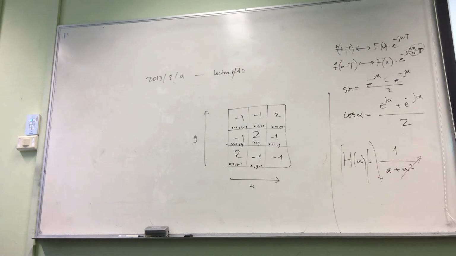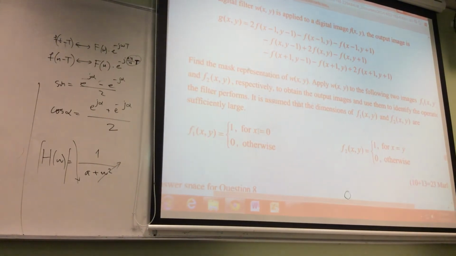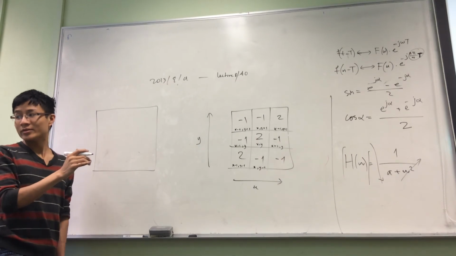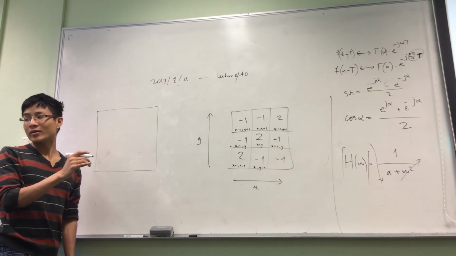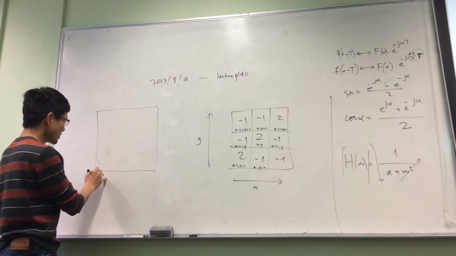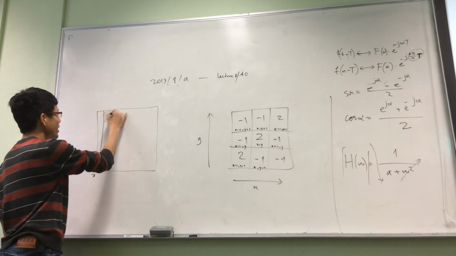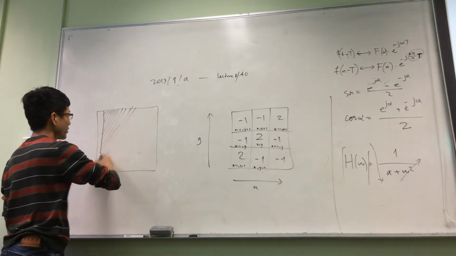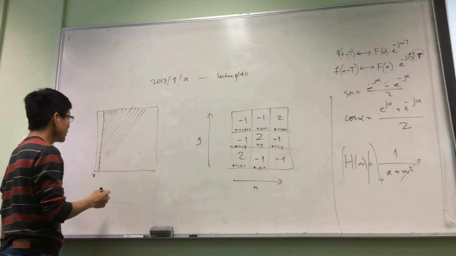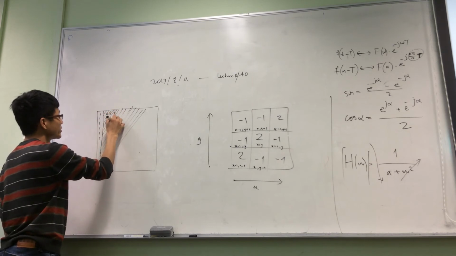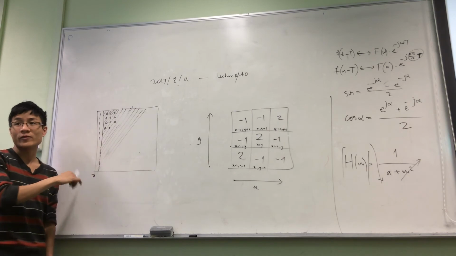But you need to see what is the effect on these 2 images. So you got 2 images over here. Image 1 is 1 for x equal to 0, 0 for other y. So that's how you got the image here. When f x y equals 1 and x equals 0, this one is your x. So this one you got white, and this one you got black. So let's say you got 0, 1, 1, 1, 1, 1, 1, and 0, 0, 0, 0, and so on. This one is your first image.